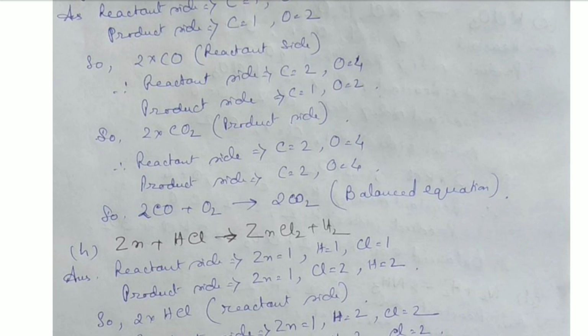That's for the balanced equation. Now the final equation becomes 2CO + O2 gives us 2CO2.